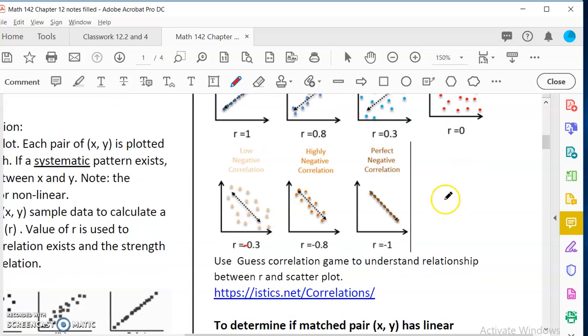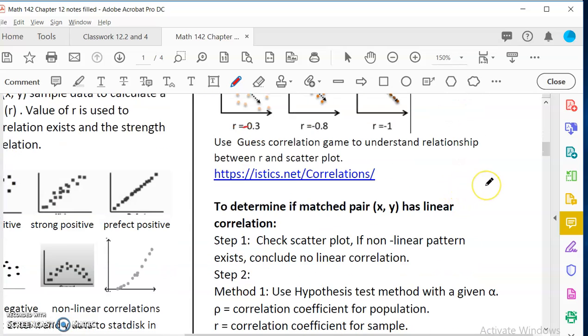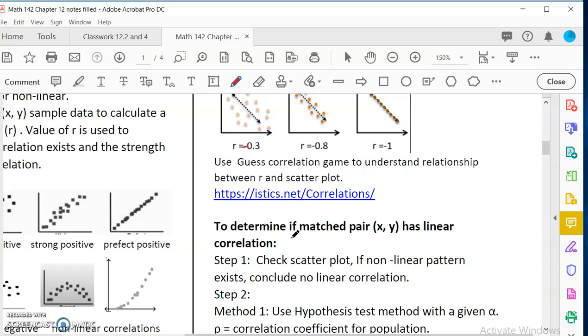But you would say, well, what about 0.5? Do we say it is strong or not? We'll talk about that later too, because there is a critical threshold that we can say after this number, then there is linear correlation, and before that there is none. So before we go into doing this, I want to introduce our game that we will play in class. In case you don't come to class or miss class, you should play this yourself, because it would help you to understand the relationship between R as well as the scatter plot.